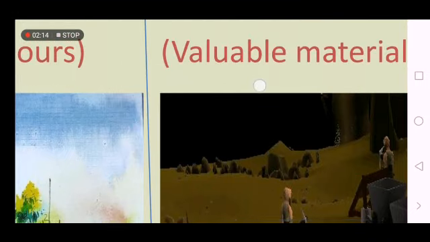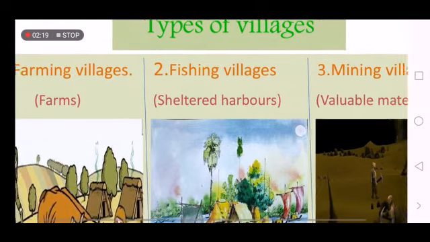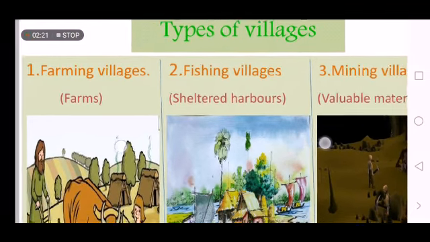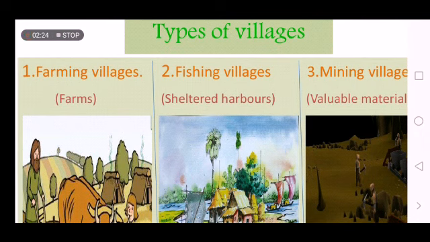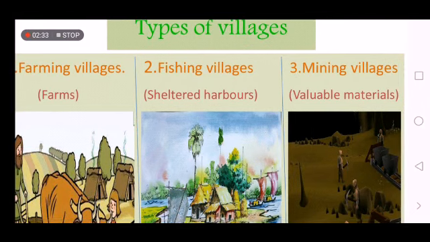Okay, mining village. So the three types of villages are farming villages, which are near farms, fishing villages, which are close to sheltered harbors, and the third type is mining villages, in places where valuable materials are found.